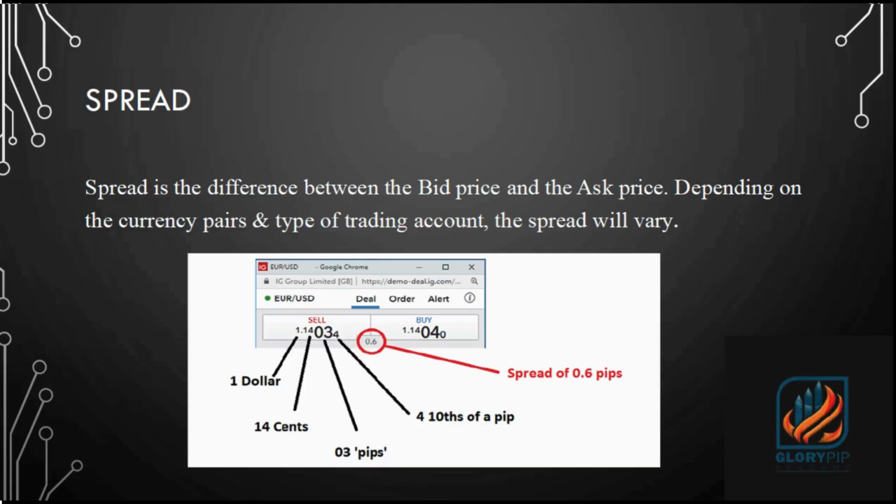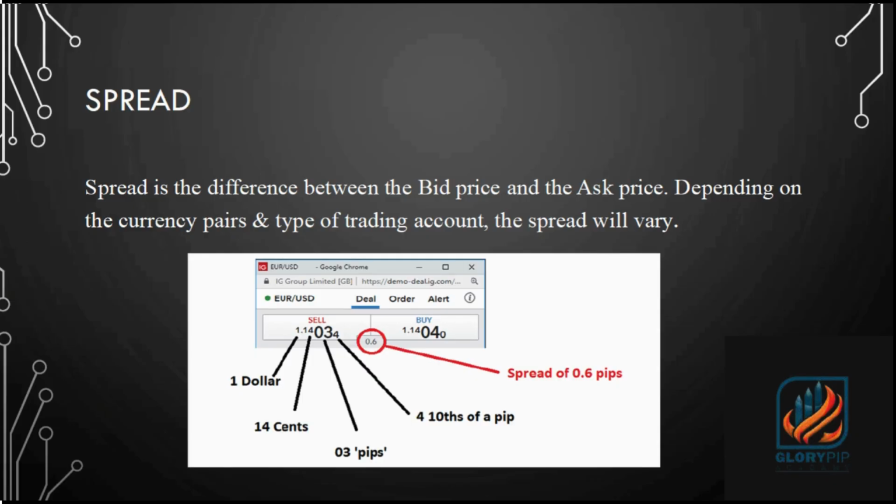And what is the spread? The spread is the difference between the bid and ask price. It's usually measured in pips and it represents the broker's fees or commission on the trade. Think of it like the difference between wholesale and retail price. The broker earns the gap.